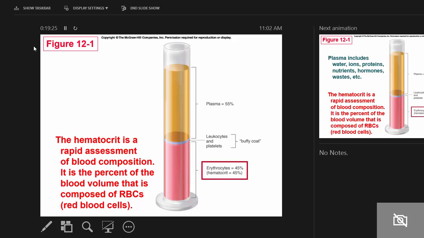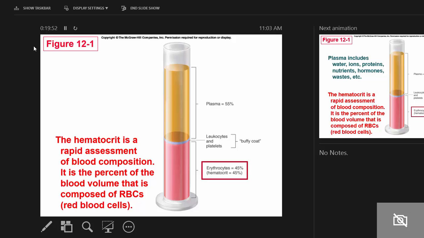This is just a hematocrit, right? Hematocrit is the number of red blood cells, the erythrocytes here. What's in white here is called the Buffy coat. It's the leukocytes, the white blood cells, and platelets. And the rest of your blood is made up of plasma, which is water, basically. So we're going to talk about what hematocrit means.